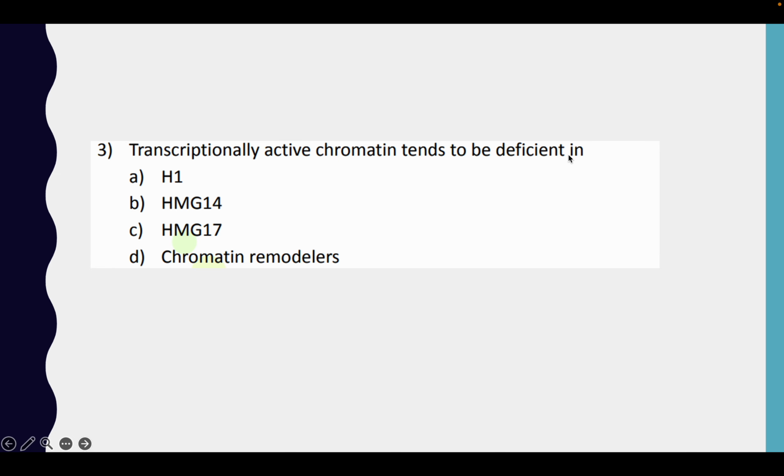Okay, so the question says tends to be deficient in. So it's saying deficient. It's not that it lacks. Okay, so it is deficient in H1 as it is less densely packed with H1 compared with the transcriptionally inactive chromatin, that is heterochromatin. Okay, so euchromatin does have H1 but it has a lower concentration of it as compared to heterochromatin. Clear to all? So the answer is A, H1, and not the chromatin remodelers, as it also requires chromatin remodelers for activating the transcription and further gene expression.